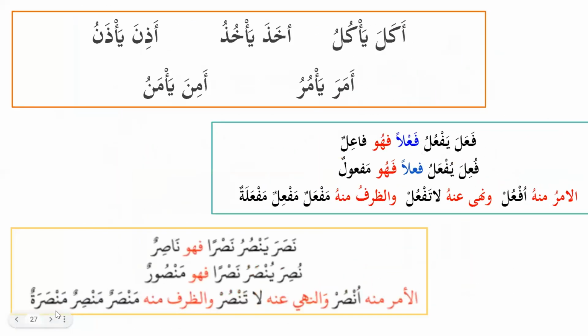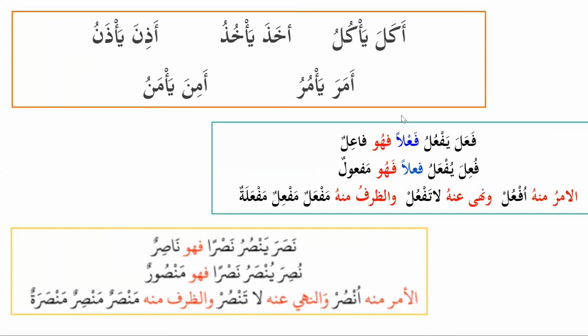And let's do a class practice. We are going to follow the same Sarf Saghir: fa'ala, yaf'ulu, fa'alan, fahuwa fa'ilun. Excuse me. فعل يفعل فعلا فهو فاعل وهو مفعول. الأمر منه افعل والنهي عنه لا تفعل والظرف منه مفعل مفعل مفعلة. So this is the same template we are going to use, with these af'al: akala yakulu, akhadha yakhudhu, azina yazanu, and amina ya'manu. Before going to the next slide, let's see what families they are.